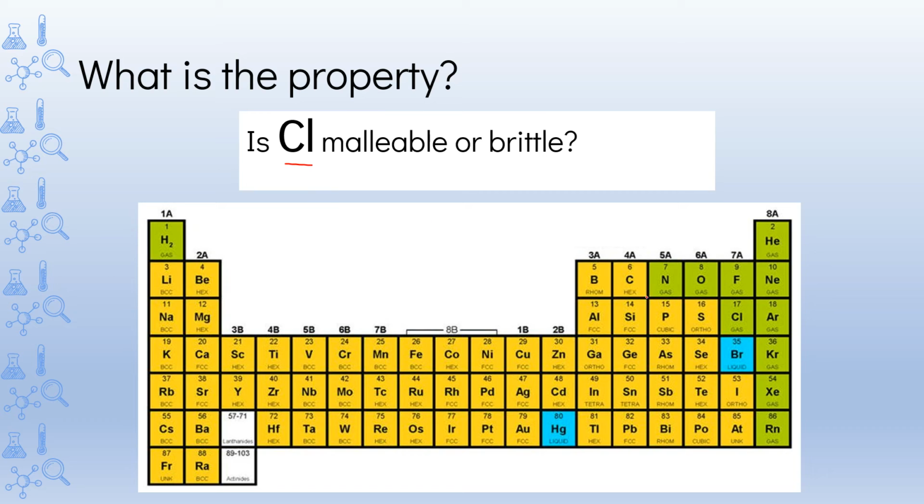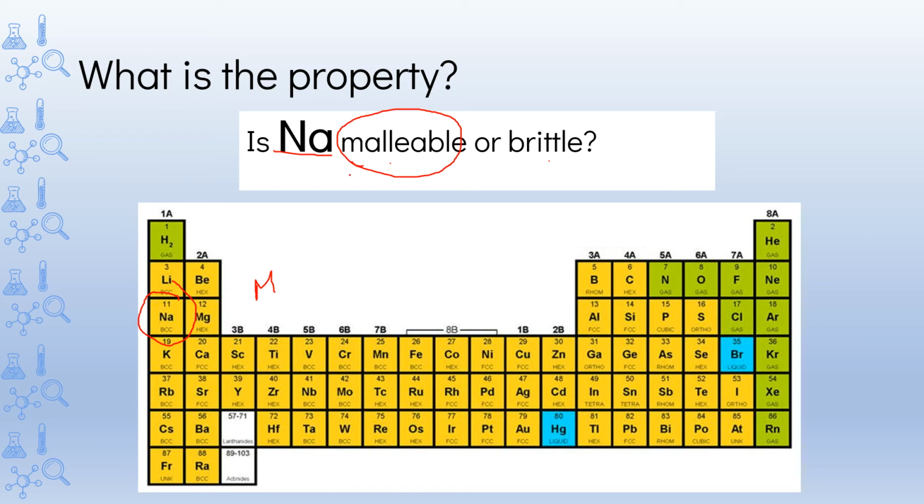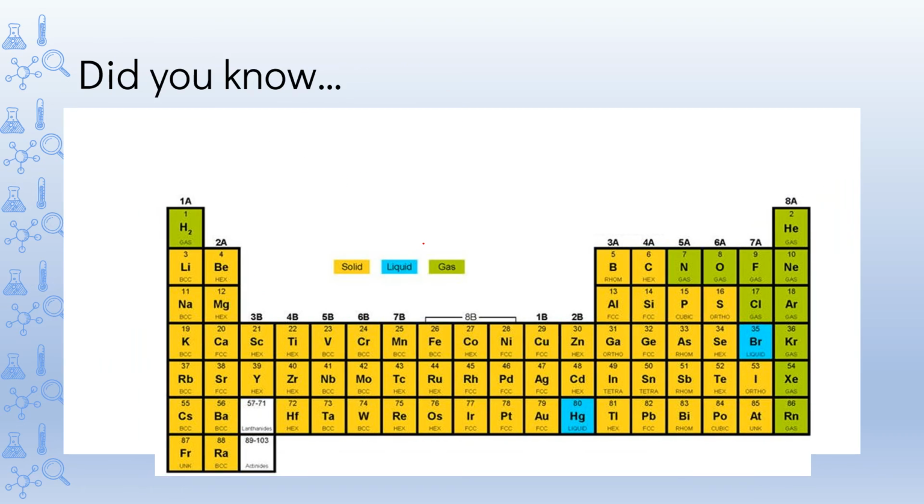How about chlorine? So we find chlorine. Chlorine is over here, and I look, is it malleable or is it brittle? Well, it's a non-metal because on the right-hand side, non-metals are, you guessed it, brittle. And looking at sodium, sodium is over here. I notice that sodium is a metal because it's on the left-hand side. And then I look, is it malleable or brittle? Well, malleable is for metals, so therefore it's malleable.